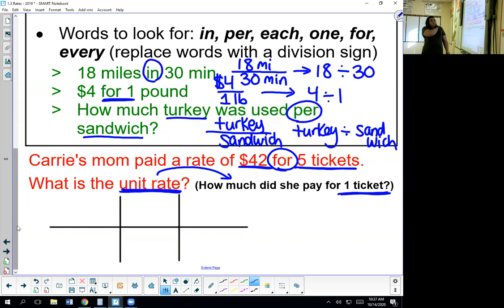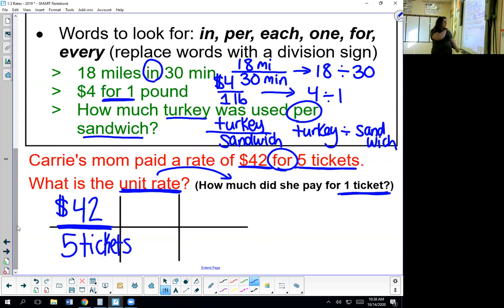Okay? So you can kind of think of it a couple different ways. What do we always say goes on top here? So I have $42 for 5 tickets. And I want to know how much does it cost for 1 ticket. So what do you have to do? So to divide 42 divided by 5.